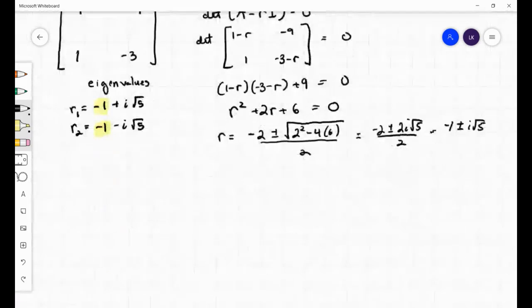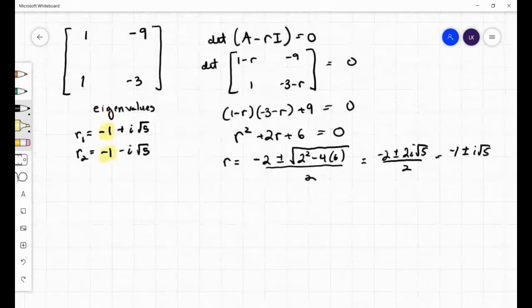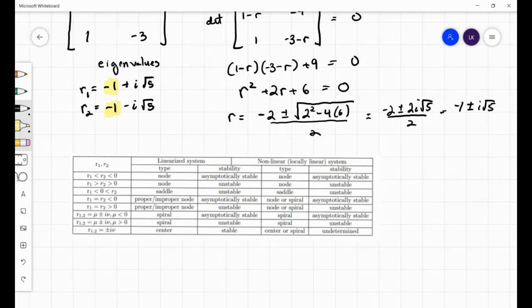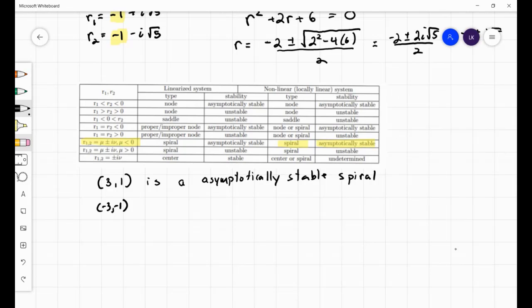So let's go back to our table to classify what happens at our equilibrium point. If you recall from the linear systems, if we had complex conjugates, then we had a spiral, and if the real part was negative, then we had an asymptotically stable spiral. Roots are complex conjugates, the real part is negative, so we get a spiral, and it's asymptotically stable. The equilibrium point (3, 1) is an asymptotically stable spiral, in fact. And it turns out that if you were to use the next equilibrium point, you would also get an asymptotically stable spiral. You get exactly the same eigenvalues.